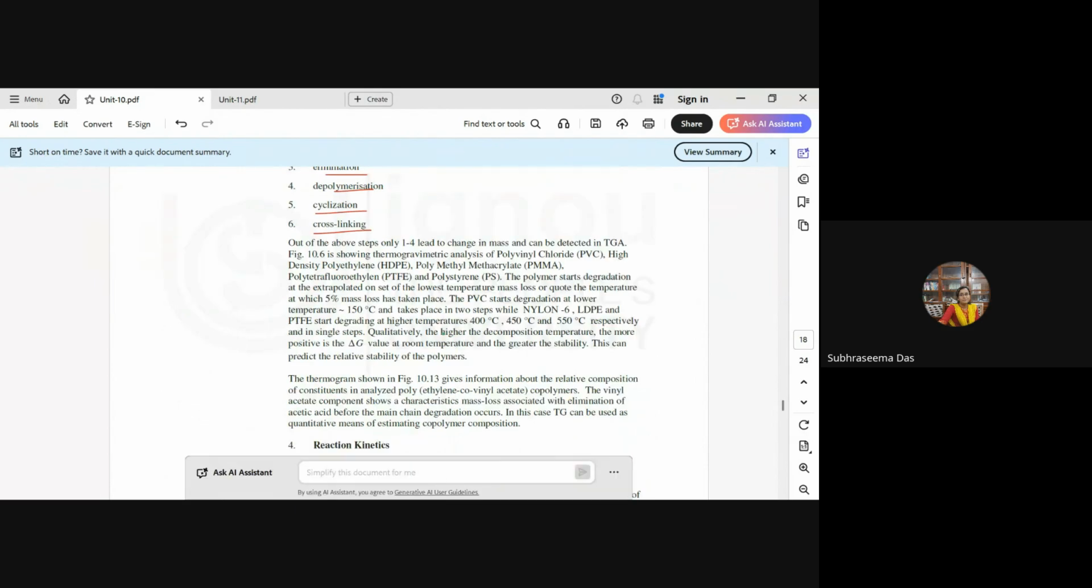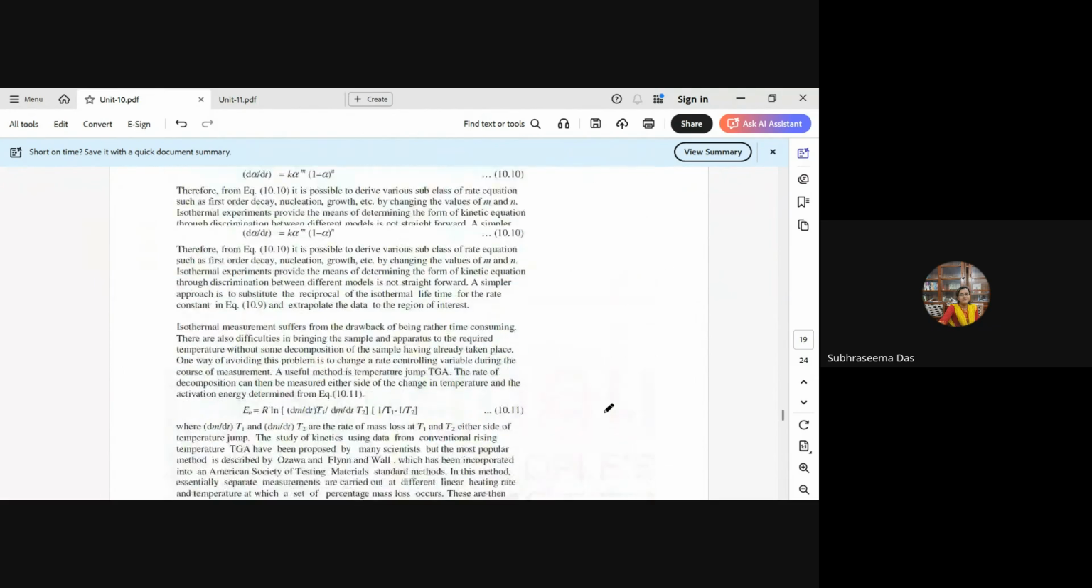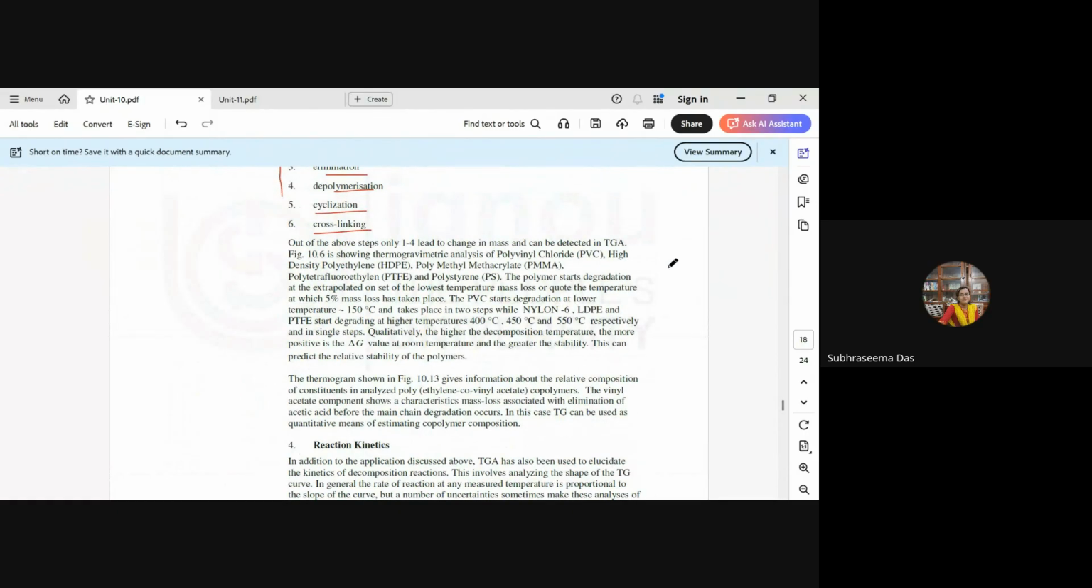So TG curves not only tell us about the thermal stability of polymers, they also tell us how the polymer degrades, leading to its internal mechanism. Here these four steps, 1 to 4, can be detected in TGA. In figure 10.6 we have shown the TG curves of different types of polymers, and we also talked about how the different onset of degradation temperatures can predict the stability of the polymers.